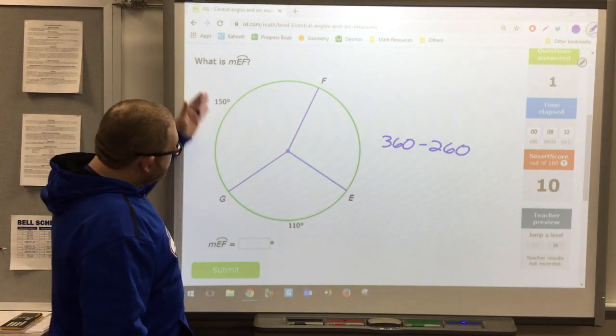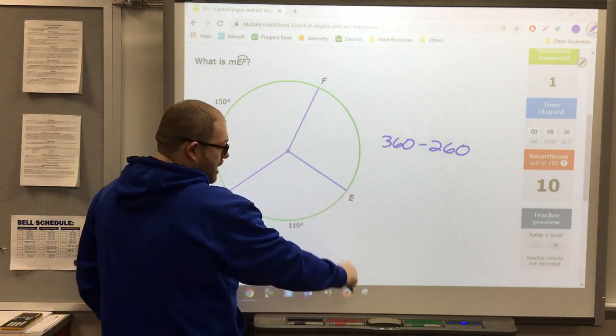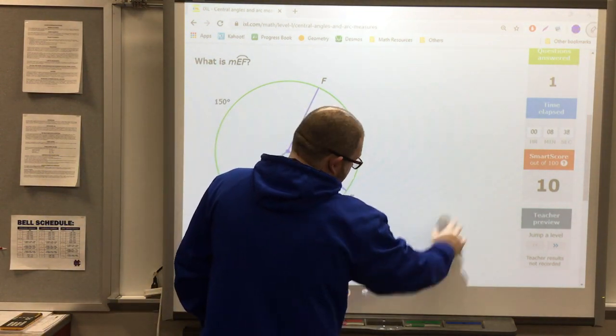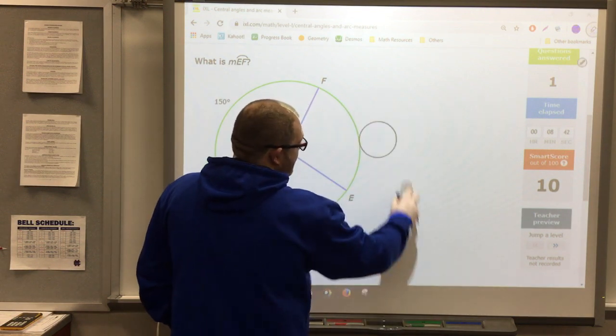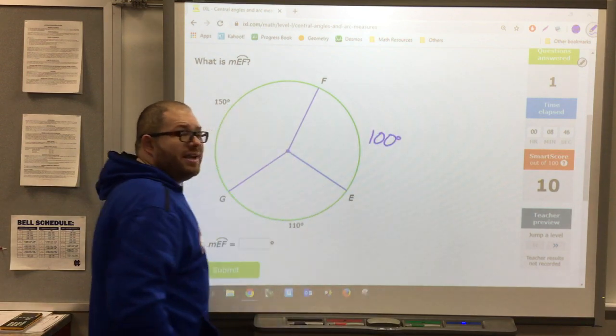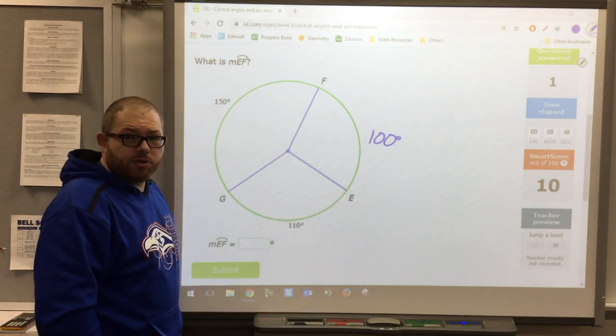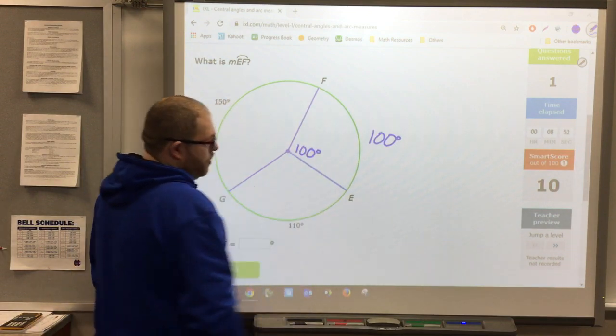Now, the arcs were given, and I know that the missing arc is 100 degrees. But because the angle measures and the arc measures are equal, I know that not only is that 100 degrees, but I also know that this is 100 degrees.